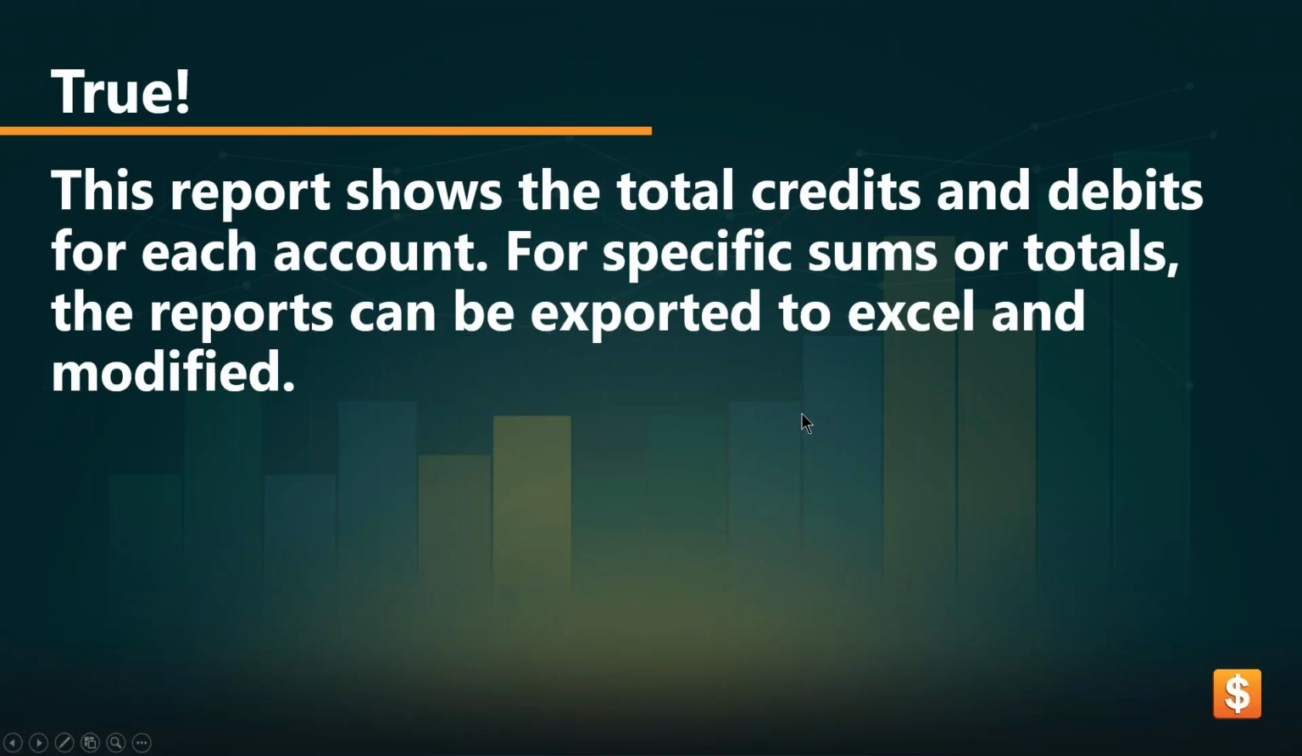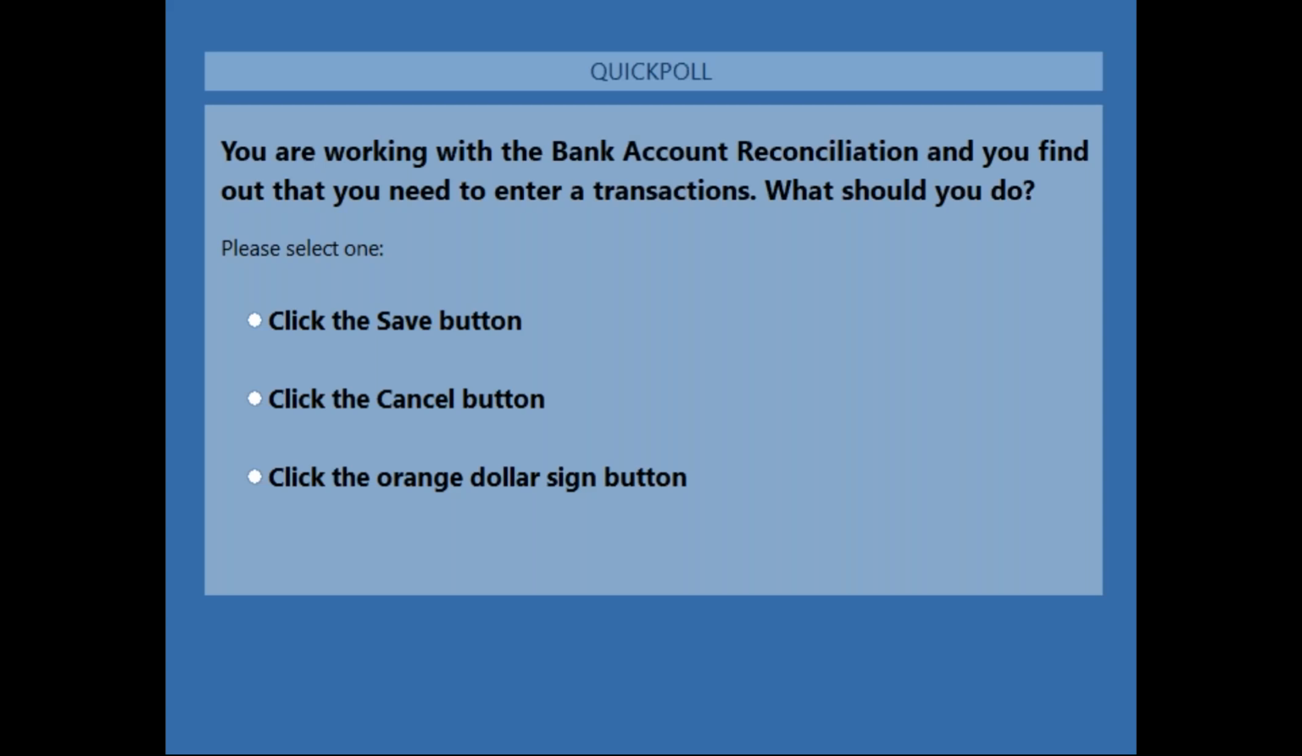Okay, question number 4. You are working with the bank account reconciliation and you find out that you need to enter a transaction. What should you do? A, click the save button. B, click the cancel button. Or C, click the orange dollar sign button. A, B, or C.